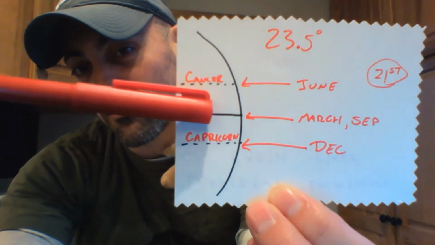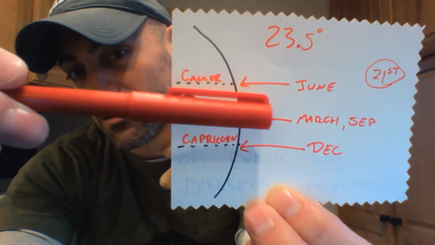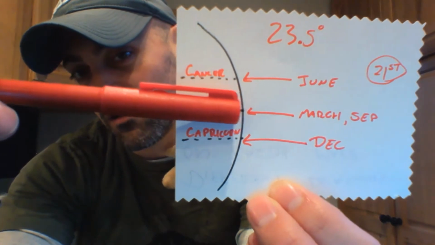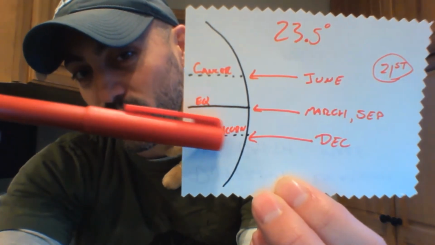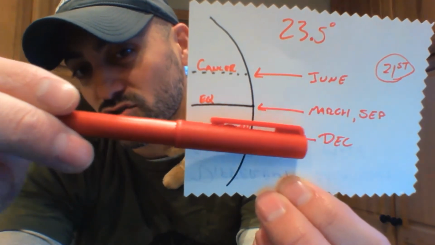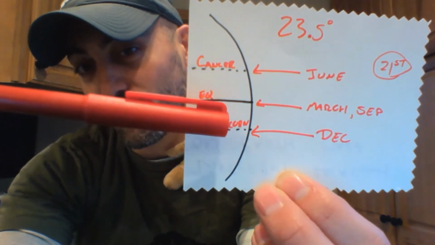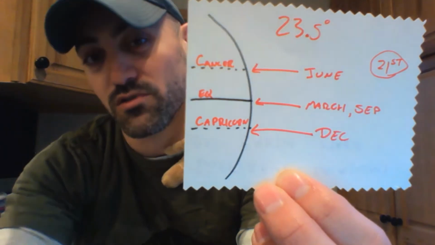The equator is where the direct rays hit on the equinoxes, March 21st and September 21st. They hit directly in the middle here. The Tropic of Capricorn is where the direct rays hit for the strongest sun on December 21st, the first day of winter for us, the winter solstice.